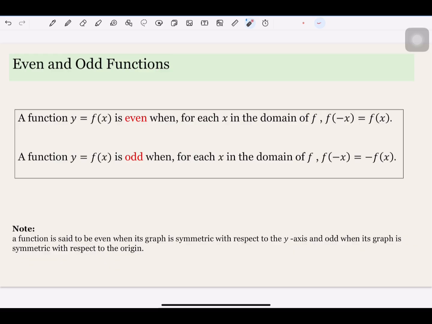So to summarize, even functions are symmetric about the y-axis, and odd functions are symmetric about the origin. All the even functions will satisfy this expression and all the odd functions will satisfy this expression. So now let's see some examples.